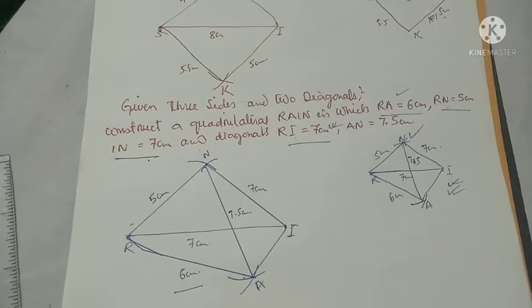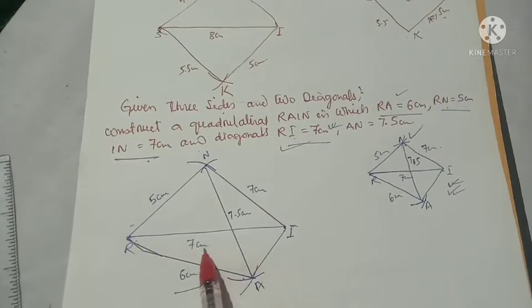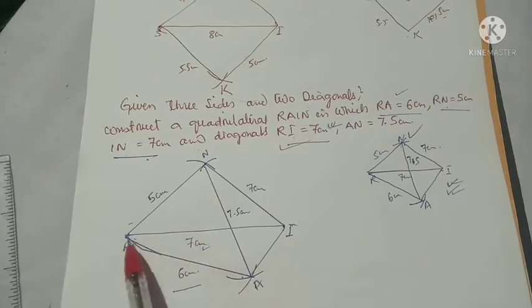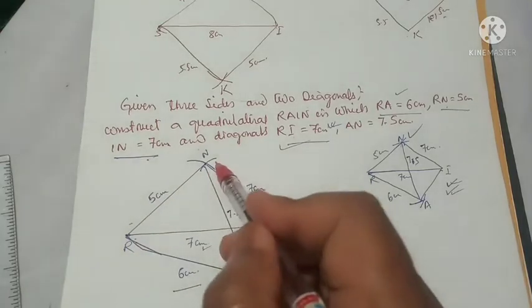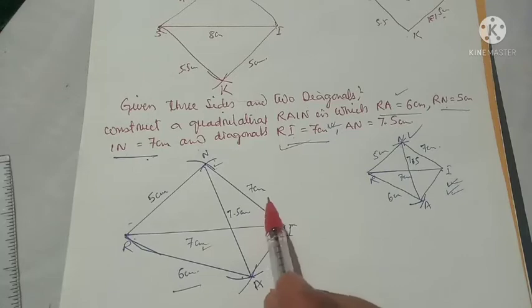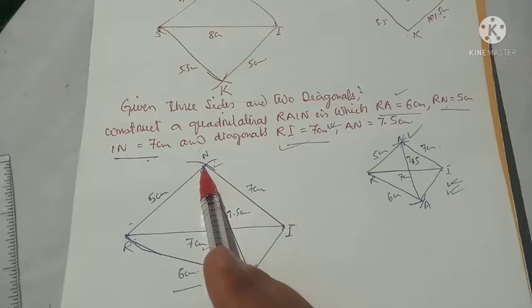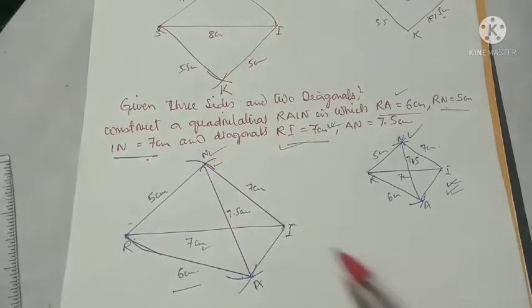So let's review again the steps of construction. First, we have to draw the diagonal RI, 7 centimeter. After that, R is the center with the radius of 5 centimeter, we draw an arc above the RI. And again I is the center with the radius 7 centimeter, we draw another arc intersecting the arc in step 2, that is here at the point N. Okay, and join RN and NI.